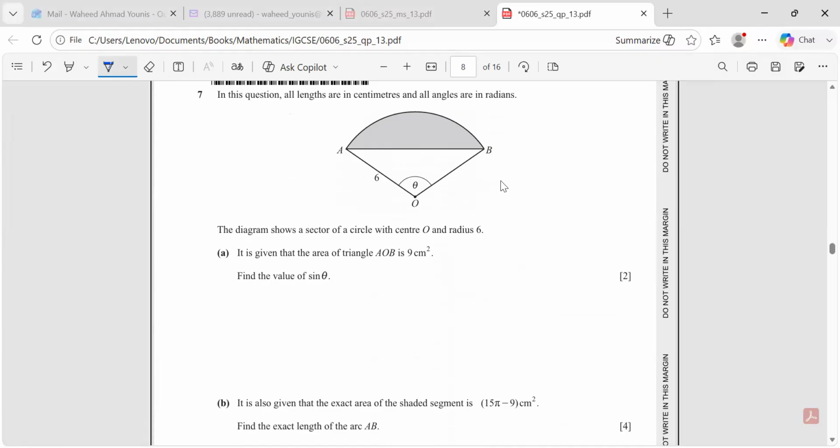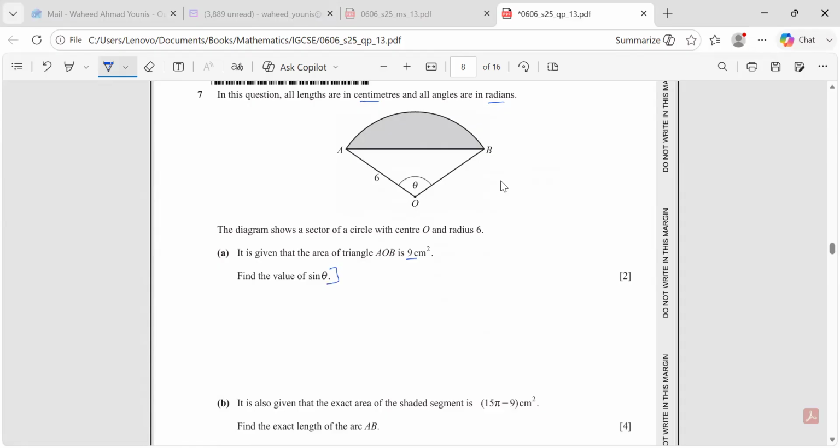In this question, all lengths are in centimeters and all angles are in radians. The diagram shows a sector of a circle with center O and radius 6. It is given that the area of the triangle is 9. Find the value of sine theta.